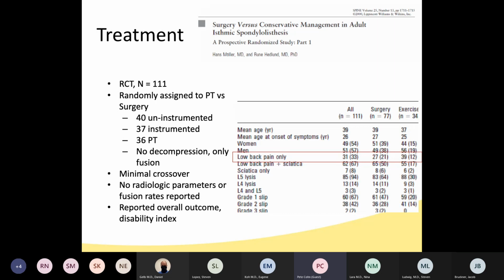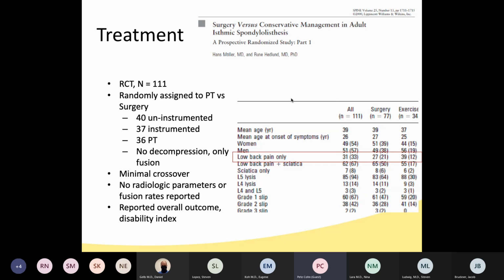So for these isthmic spondylolisthesis patients, one randomized controlled trial looked at 111 patients and compared surgery versus conservative management. Of the surgeries that were performed, 40 were uninstrumented fusions, 37 were instrumented fusions, and none of the surgical procedures had a decompression component. These are all fusion surgeries. And then 36 patients underwent just physical therapy. There was minimal crossover in this study. They didn't look at radiographic parameters or fusion rates, they were just looking at overall outcomes and disability.